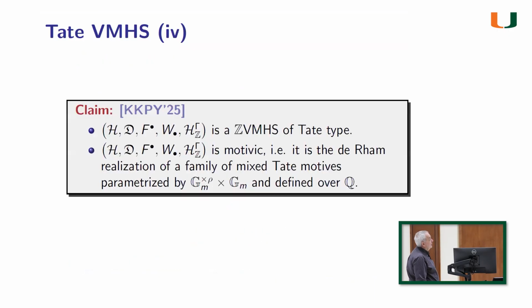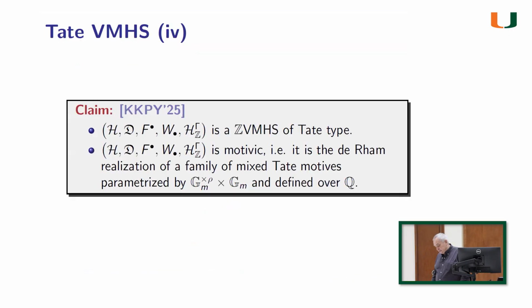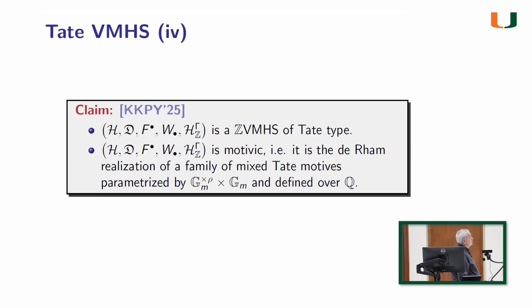And so the observation is that it's not just an admissible variation of Hodge structures, but it's of Tate type. So the pure pieces are Tate Hodge structures. It's motivic. So it's of geometric origin. It's a realization of a family of mixed Tate motives parameterized by this torus. And it's defined over the rationals.